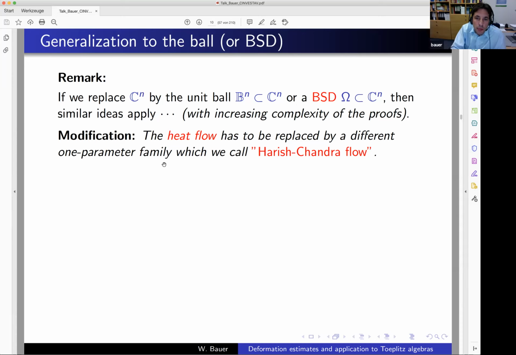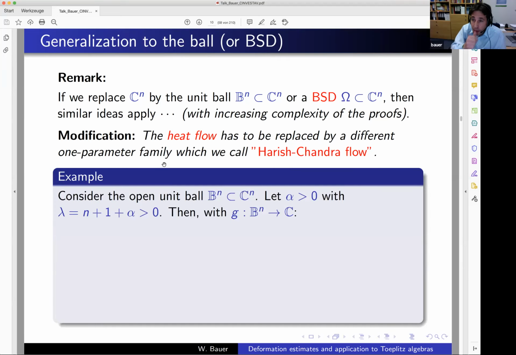And maybe the natural idea is to look at weighted Bergman spaces on these domains with the standard weights and replace the heat transform by the Berezin transform with respect to this, and that works pretty well. So, for example, if you look at the open unit ball Bn in Cn, alpha is bigger than 0. You put a lambda n plus 1 plus alpha. This should be bigger than 0 as well.